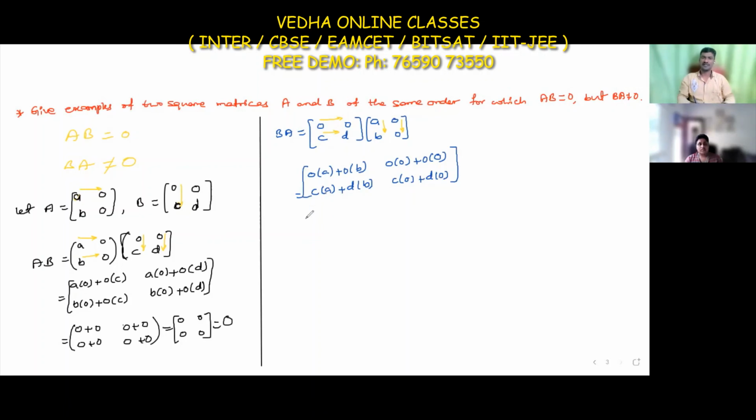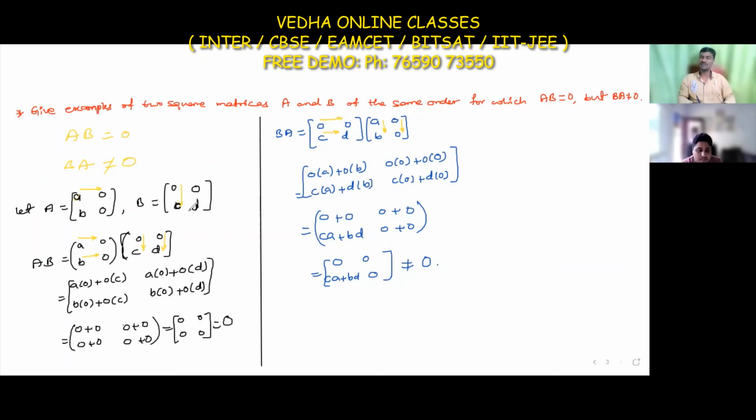Now 0 into something is always 0. Here we have 0, c into a, CA or AC, b into d, BD, and the others are 0. So all the terms are 0 except one element, that is CA plus BD. Is it equal to 0? No, this is not equal to the null matrix.